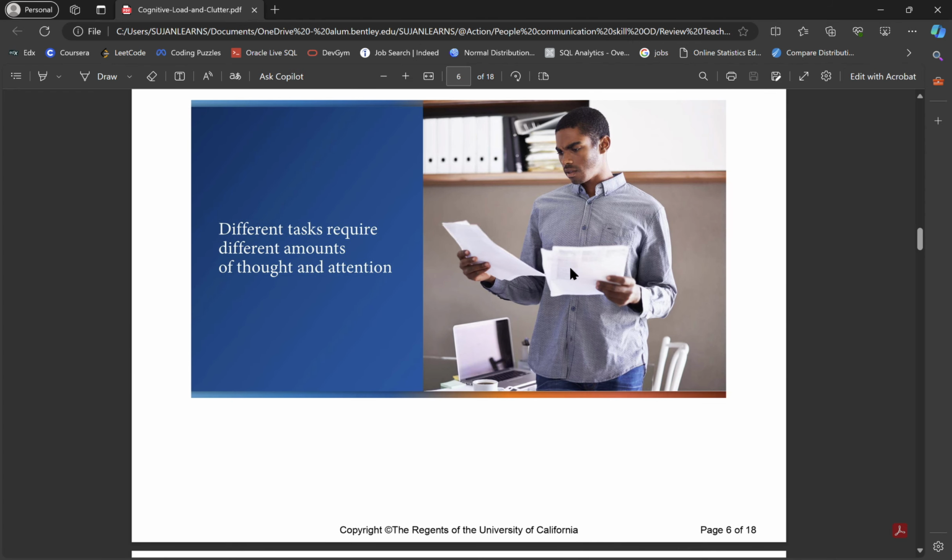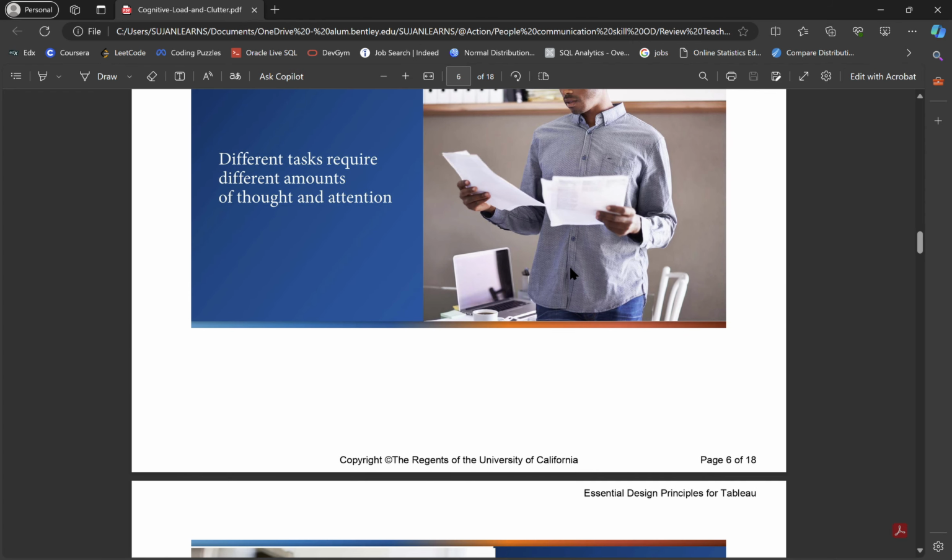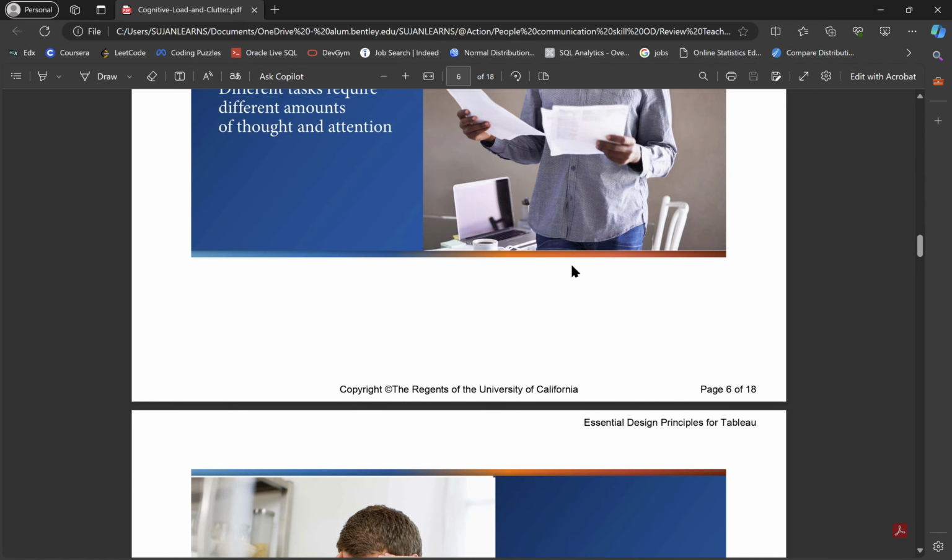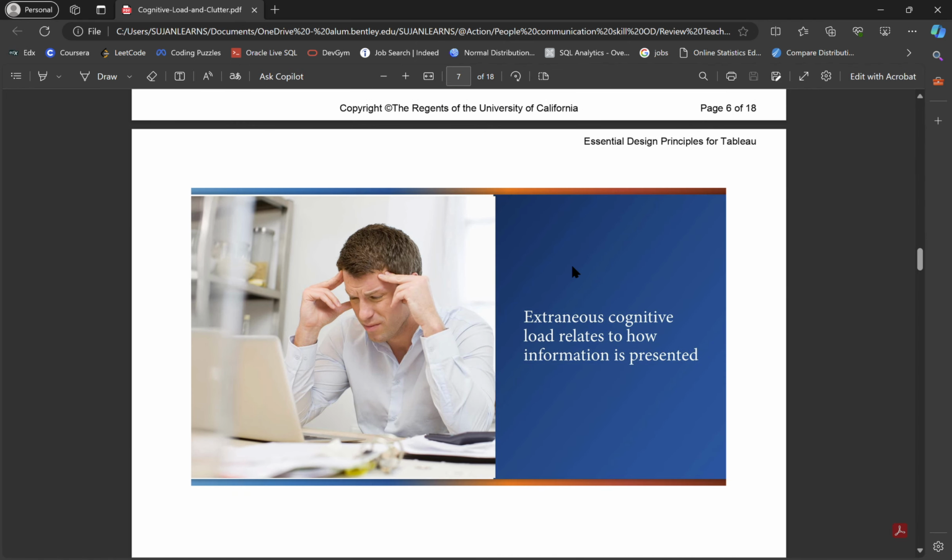Now, we'll talk about extraneous cognitive load. Can somebody tell me what extraneous cognitive load is? Think about it. Let me tell you. It is how hard it is to understand information given the way it is being presented. That's what extraneous cognitive load means.